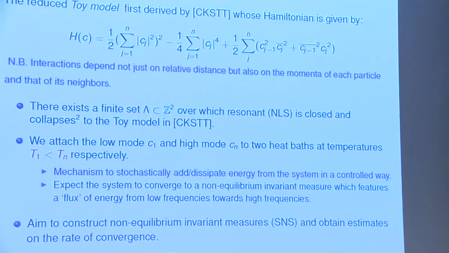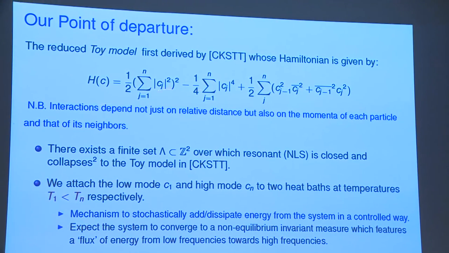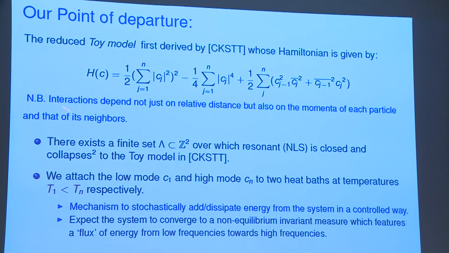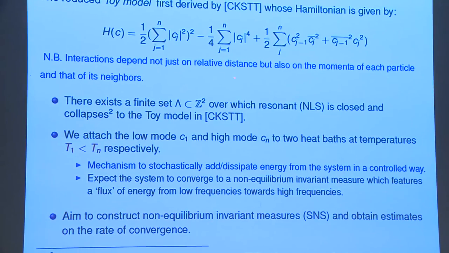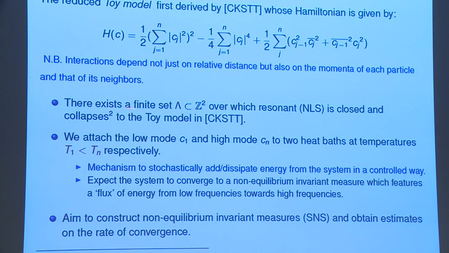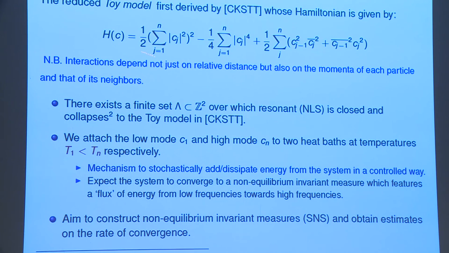For us, the starting point is actually this toy model in the work of Colliander, Keel, Staffilani, Takaoka, Tao, whose Hamiltonian has this form. This is much harder than the other one because the interactions don't depend just on the relative distances, but also on the momenta of the particle and its neighbors. And it's known that there is a finite set for which the resonant NLS is closed and collapses to this toy model, the one that has this Hamiltonian. And so we do the same thing.